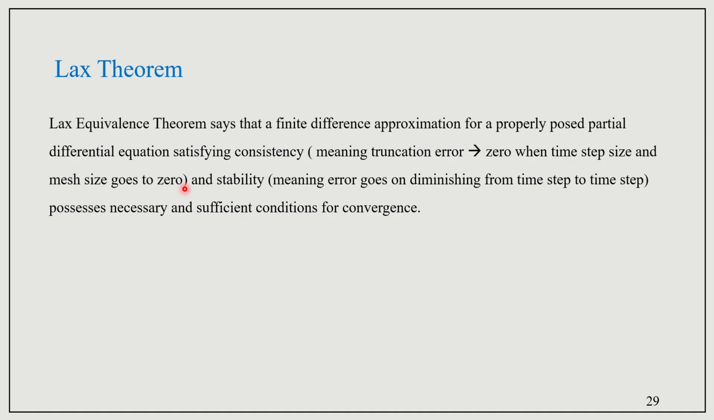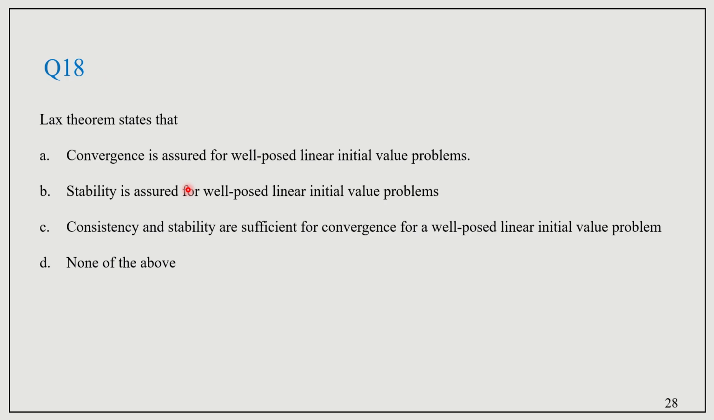So these two conditions keep a check that error is reducing and some criteria is being maintained. So we say that convergence will be assured in such cases. Convergence is assured when we are already satisfying consistency and stability. These two possess necessary and sufficient condition for convergence. This is what is stated in the Lax theorem. So if we go back, Lax theorem states that consistency and stability are sufficient for convergence for a well-posed linear initial value problems. So option C is the right answer.